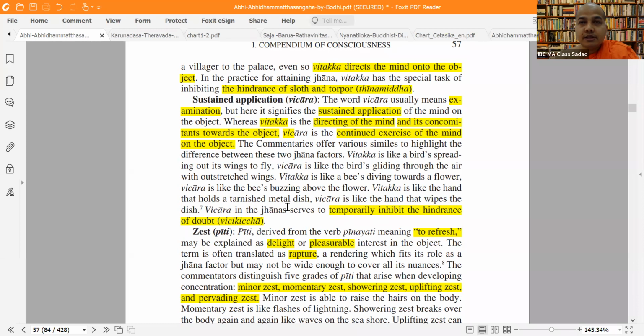So the function of vitakka and vichara is that while vitakka means the initial attention that you put onto the object, vichara refers to the continuation of that attention. Okay, continuous focus, sustained application of the mind on the object. Whereas vitakka is the directing of the mind and its concomitants towards the object, vichara is the continued exercise of the mind on the object.